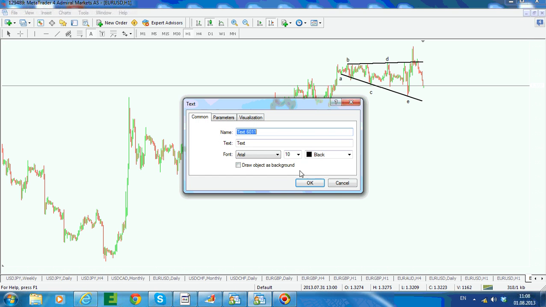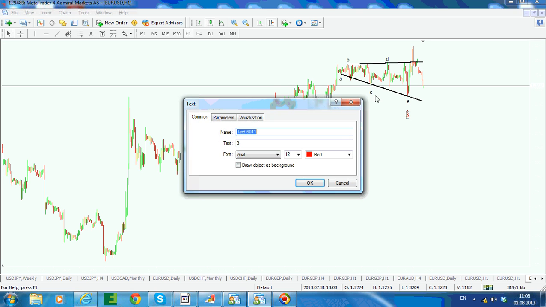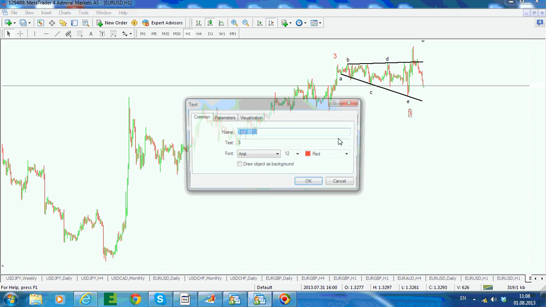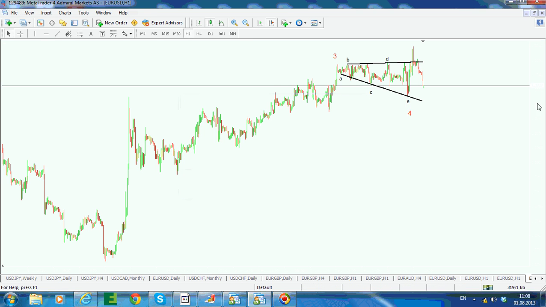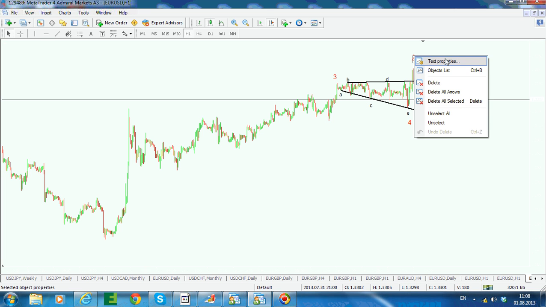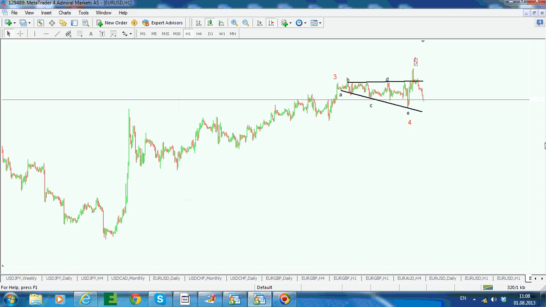this just covers a third wave of a higher degree that ended here, and that would be a fourth wave of the same degree, and there you go, most likely the fifth wave here. So 1, 2, 3, 4, 5.